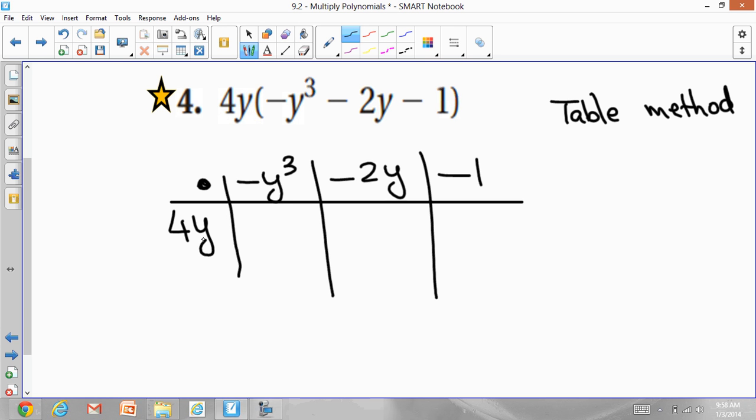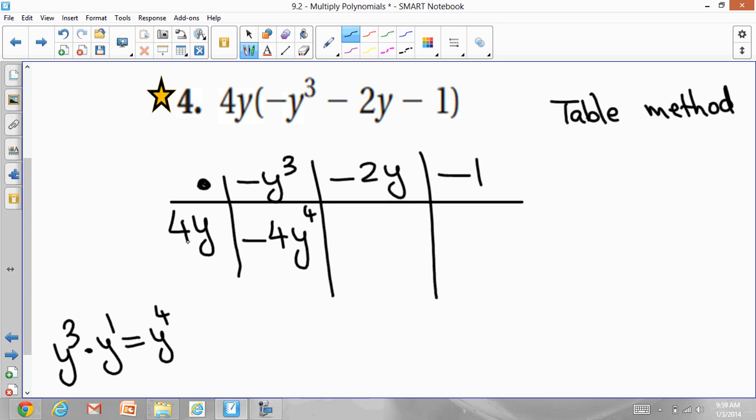So now I'm multiplying 4y by negative y to the power of 3. So this is going to give me a negative answer, and 4 is going to just tag along. Now y cubed times y, you got to understand this from chapter 8. Now this you get a 1. So when you multiply, if the bases are the same, you just add the exponents. So this becomes y to the power of 4.